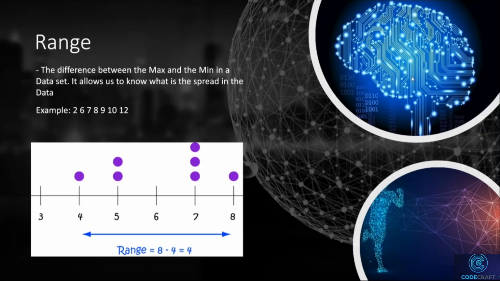So if we read the definition, it is the difference between the max and the min in a data set. It will allow us to know what is the spread in the data set that we have. So the highest number that we have minus the lowest number that we have would be our range. In this example right here, the range will be 10. The highest number is 12 and the lowest number would be 2.